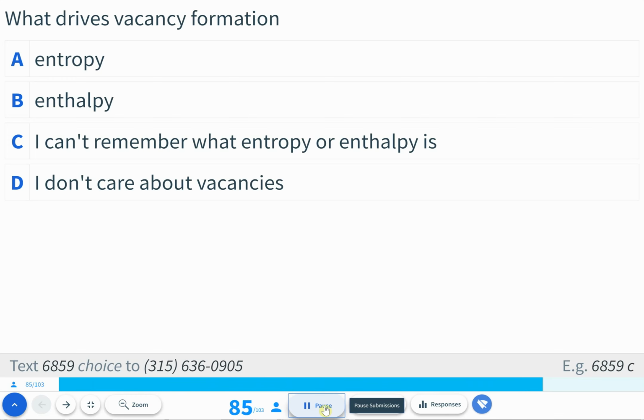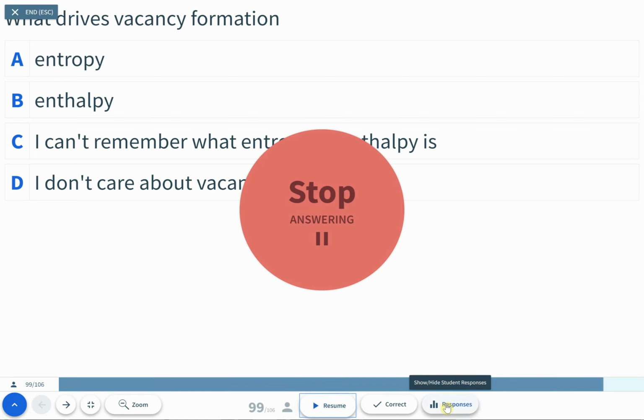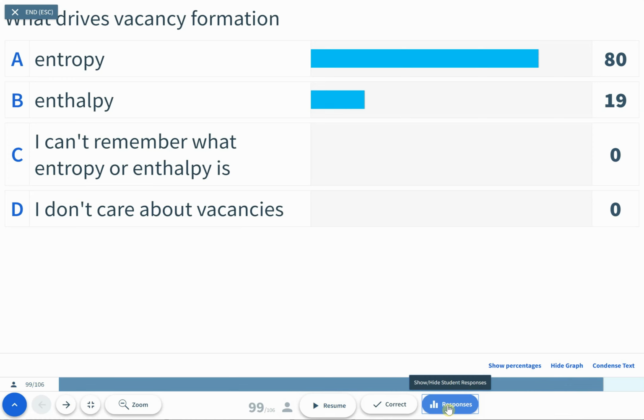Okay, get your answers in. What drives the formation of vacancies? We're going to close the poll. Okay, answers in. Entropy, again, with the same ratio as our last question. So consistently, like 80% of people are getting it right today.